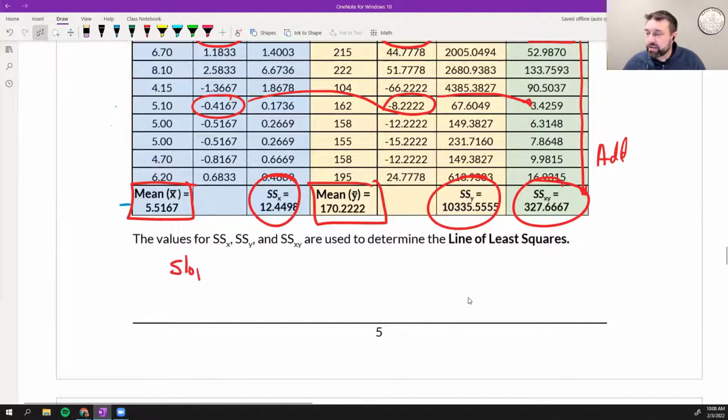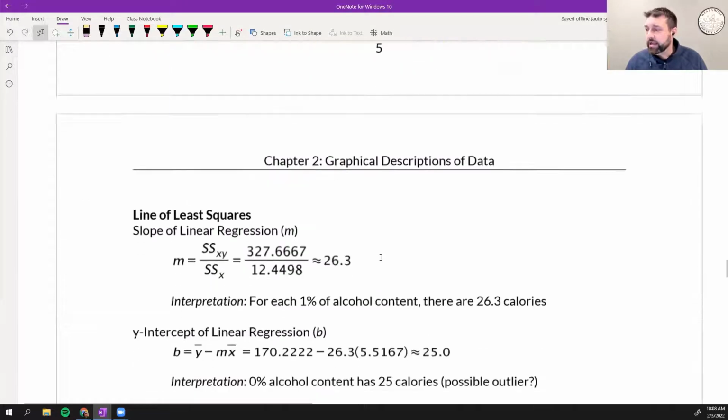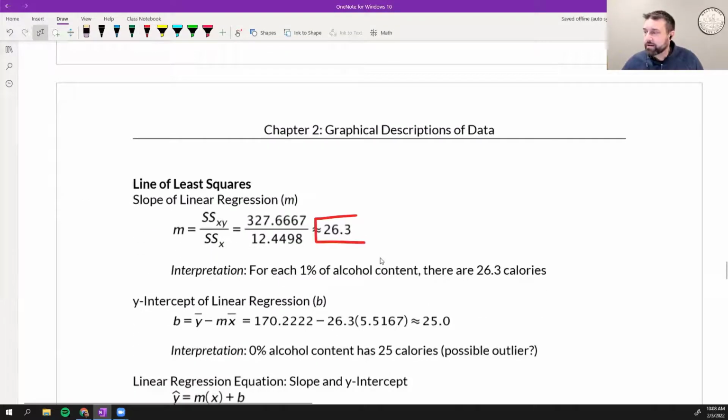The slope of the line, the slope of our line of best fit, is SSXY divided by SSX. So you take this value, 327.6667, and you divide it by 12.4498. Whatever this value is, that's the slope of your line of best fit. And here is that calculation. So the line of best fit has a slope of 26.3.